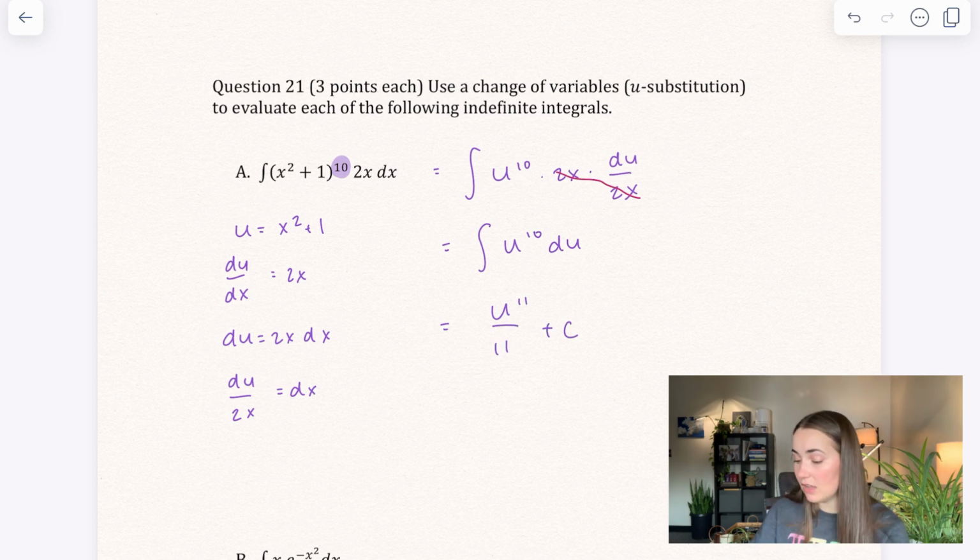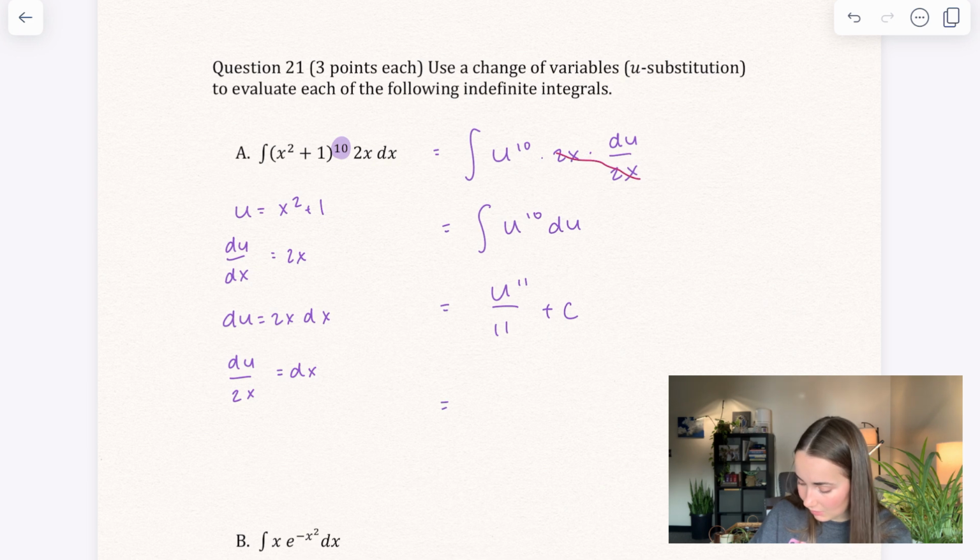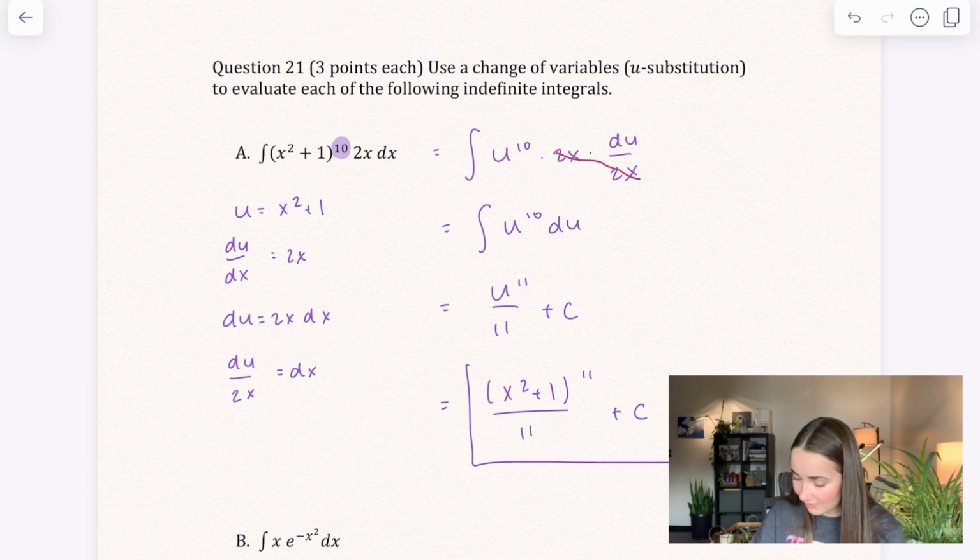We are not done. Make sure to replace u back in. So we get x squared plus 1 all to... I said it, but I didn't write it. x squared plus 1 to the power of 11 divided by 11 plus c. And there we have our final solution. Sorry, my handwriting is getting messy.